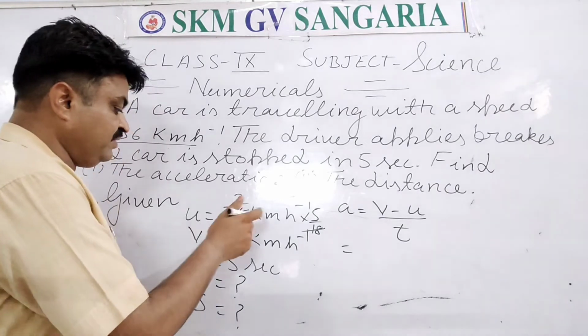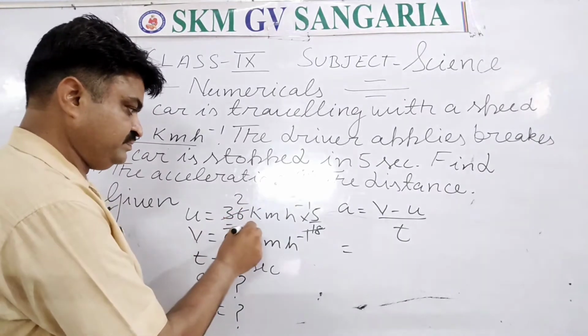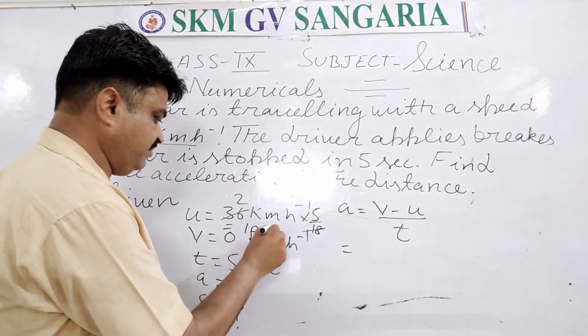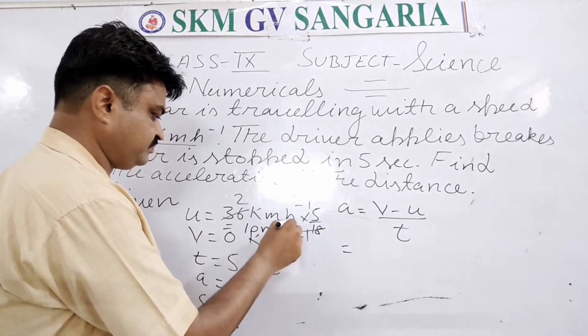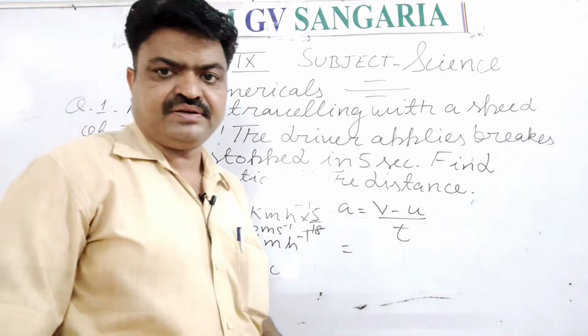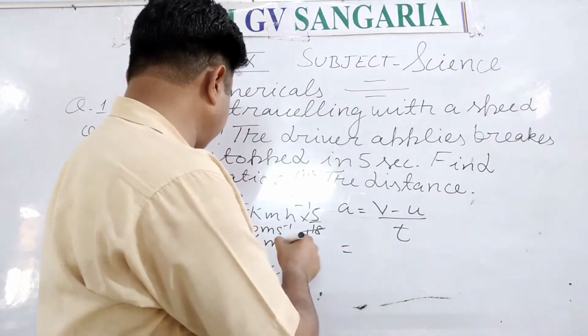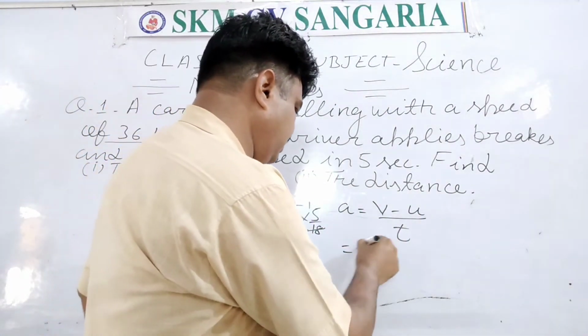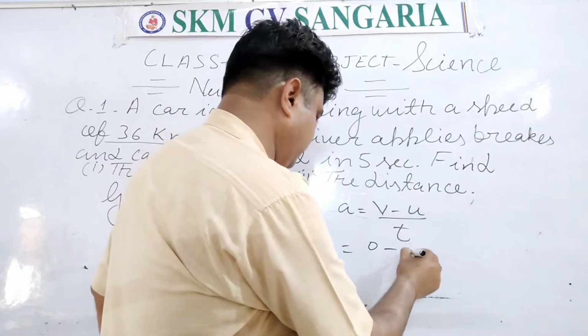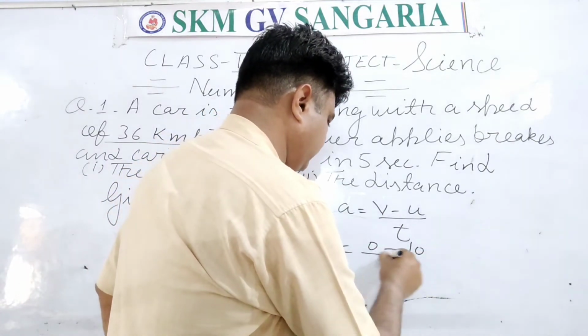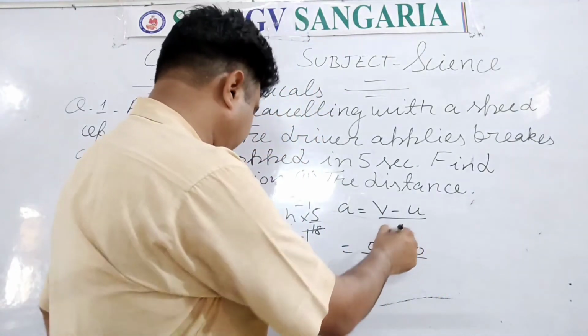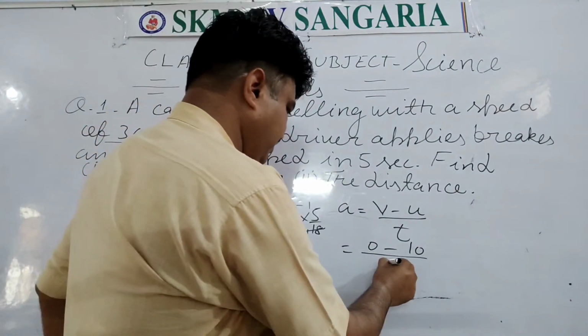And what is the initial velocity? It is 10 meter per second. So this you will write here. In this, v is 0 but u is 10 meter per second, and the time is also given here, it is 5.